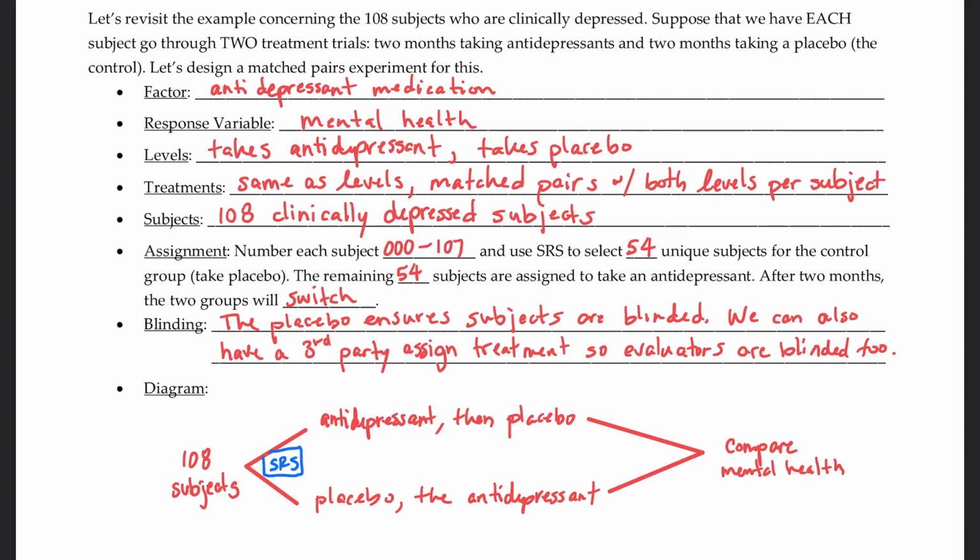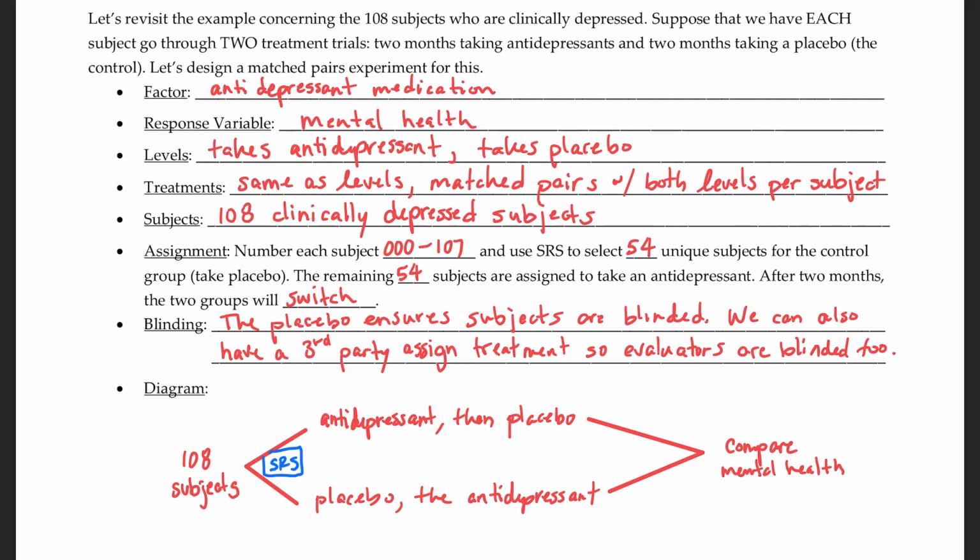We could also have a third party do that assignment that I just described, so that the evaluators, the ones that are judging how is this subject's mental health, are also blinded. They won't know whether the subject is or is not taking the actual medication.